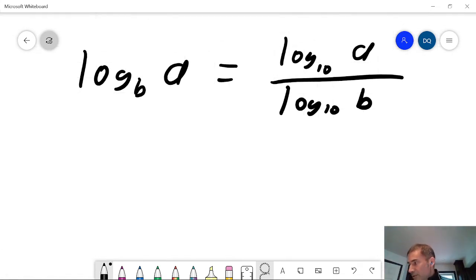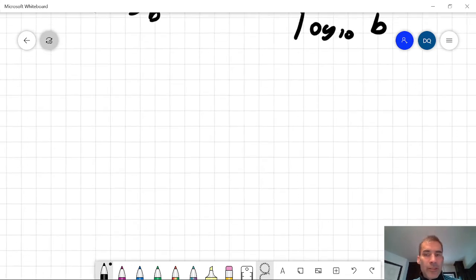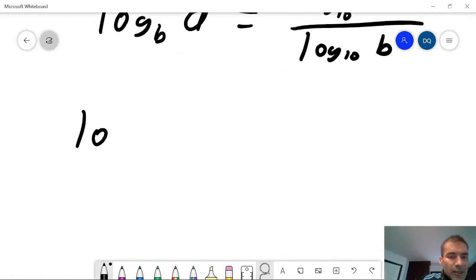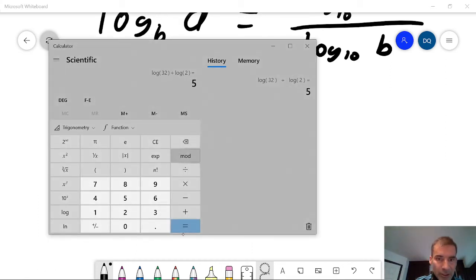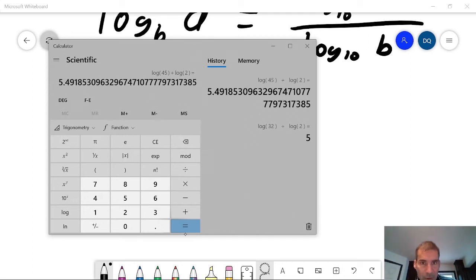Okay, so that's change of base formula. So let's do another example. Let's find the base 2 log of, we'll do a number that's not a power of 2. Let's say 45. So I want to know what exponent must I raise 2 to give me the value of 45. So using that change of base formula, I'm going to take 45, find its log, and then divide it by the log of 2. And that gives me 5.49.